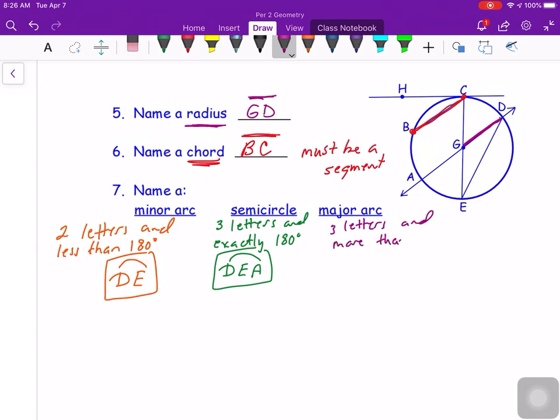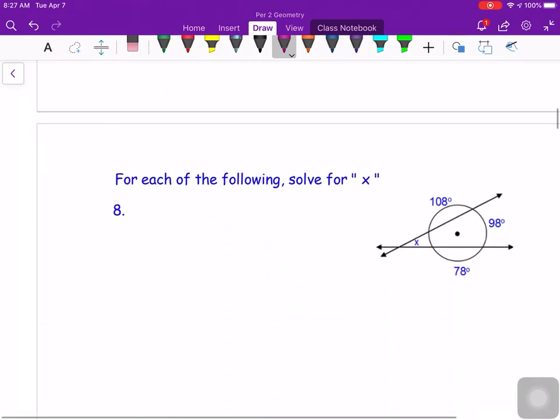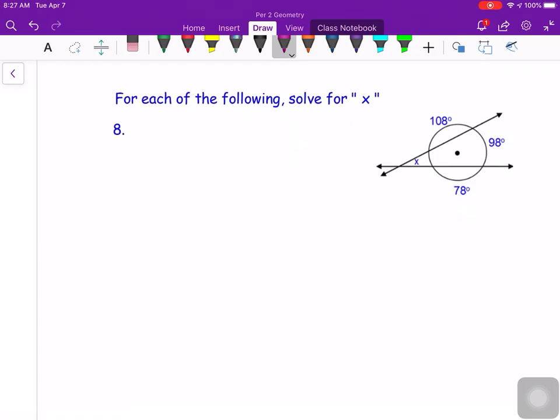A major arc is named with three letters, and it has to be more than 180 degrees. So a major arc could be D through E and A up to B. So I'm going to call it D, A, B with the arc symbol.